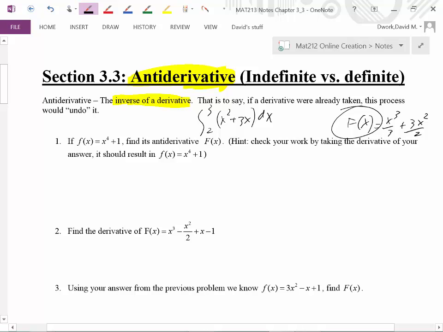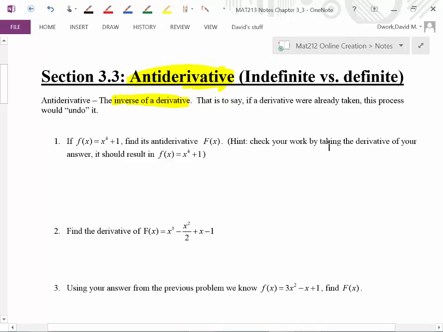So it's just going to be a whole bunch of derivative rules, but instead of doing them forward, we're going to do them backward. So let's go ahead and take a look at this first problem and see how this feels. If f of x is equal to x to the fourth plus 1, find its antiderivative, capital F of x.